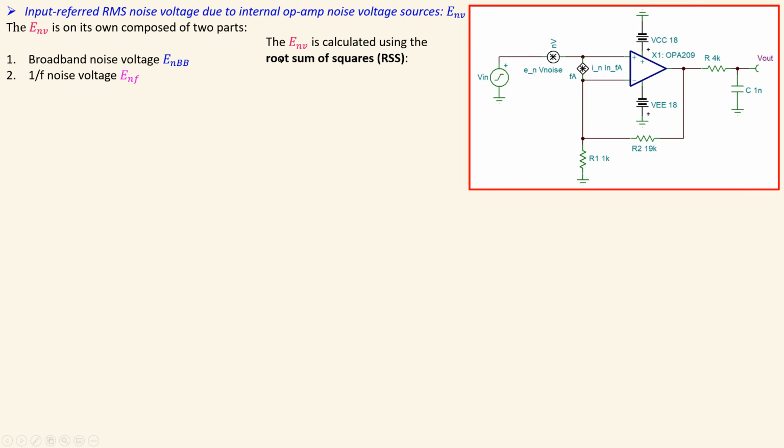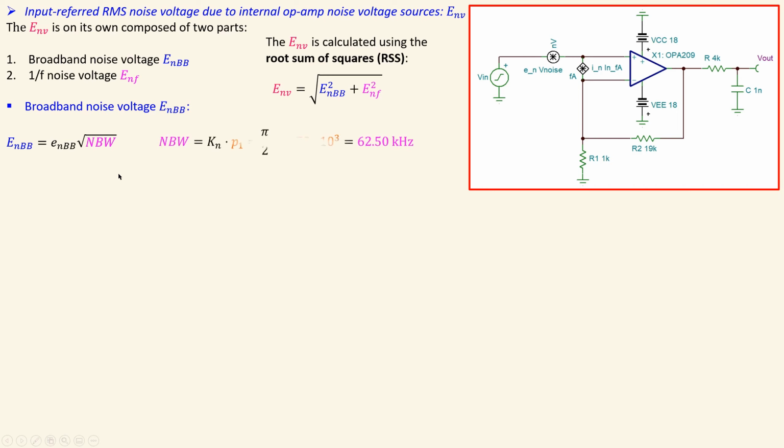So that will be again calculated using the root sum of squares. That's actually the formula again, and we need these two elements. So let's then calculate each of them. The broadband noise voltage is given as an RMS value by the broadband noise voltage spectral density times the square root of the noise bandwidth.